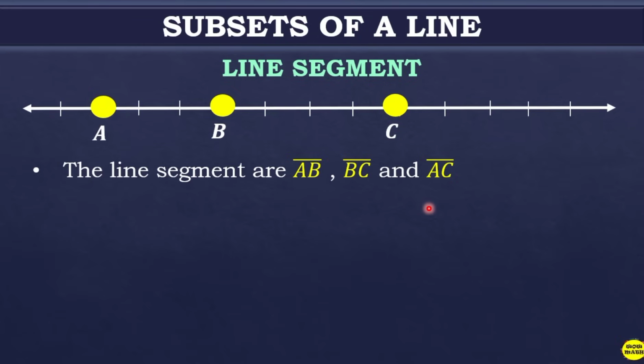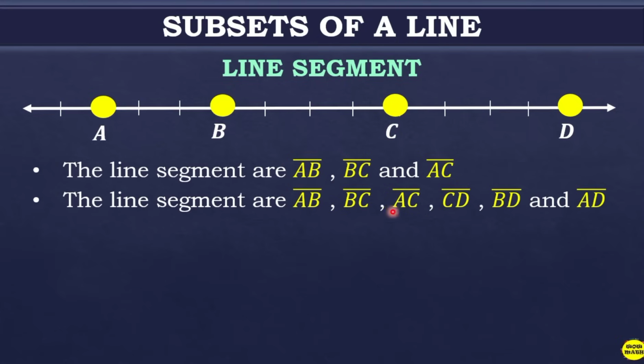Okay. Now, halimbawa, meron pa tayong isang point dito. So, nagdagdag ng isang point. So, ano-ano ang mga line segment natin dyan? So, the line segments are yung kanina. So, AB, BC, AC. Kaya lang po, meron pong nadagdag na isang point. So, madadagdagan po ang ating line segment. So, meron na tayong CD, BD, and AD.